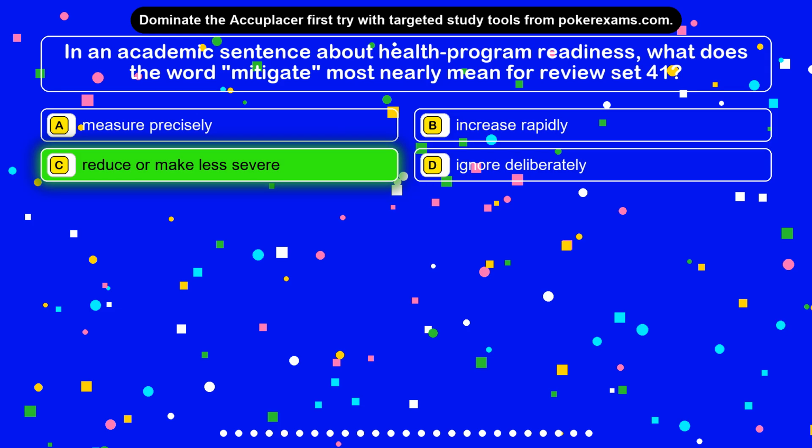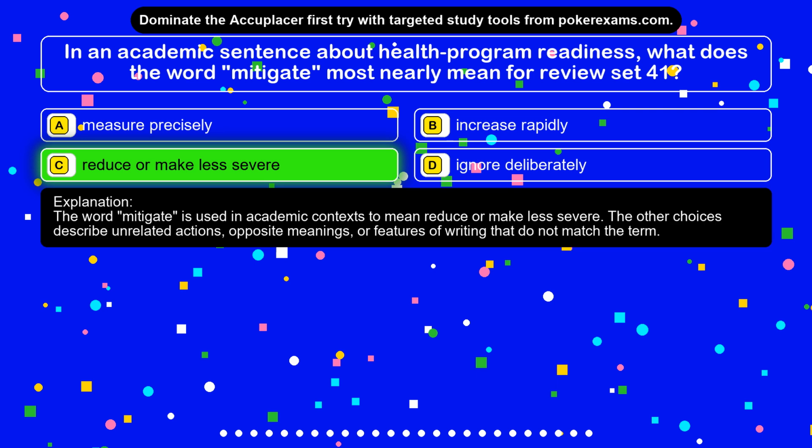The correct answer is option C. Reduce or make less severe. The word mitigate is used in academic contexts to mean reduce or make less severe. The other choices describe unrelated actions, opposite meanings, or features of writing that do not match the term.